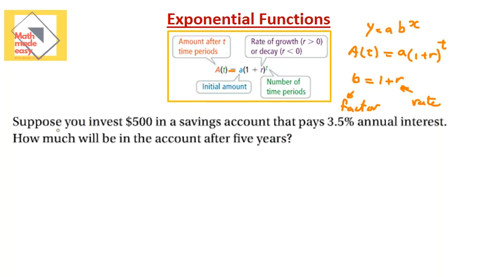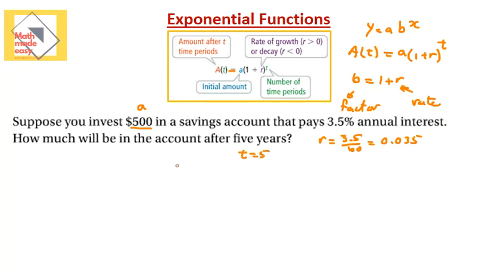This is our first question here. It says, suppose you invest $500 in a savings account that pays 3.5% annual interest. How much will be in the account after 5 years? Now I can say without a doubt that the $500 represents the initial amount. This is the amount you started investing. And 3.5 here is the rate. Now the rate is usually written as a percent, which is 3.5 over 100. You can change it into a decimal, which is 0.035. And I was told how much will be in the account after 5 years, so I know that t is equal to 5.